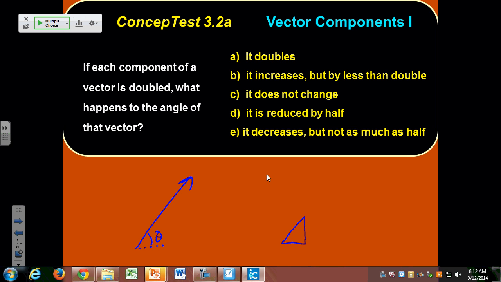I don't smoke, but so if I just double them, these are called similar triangles, and this angle is the same if I increase each side by the same amount.